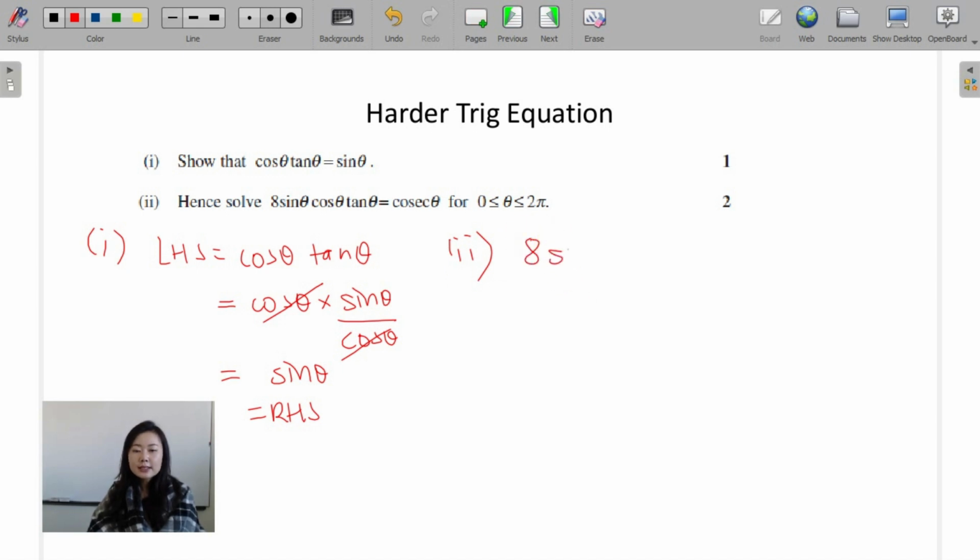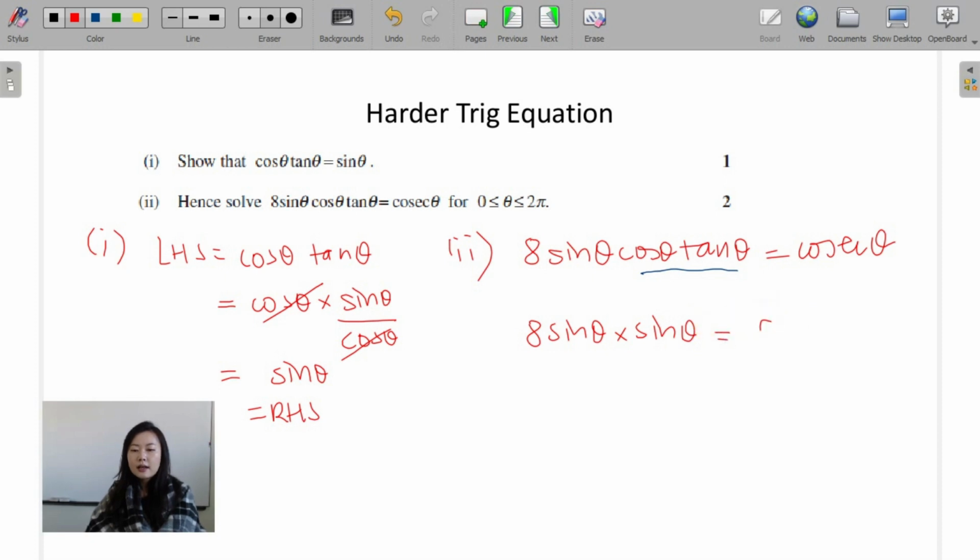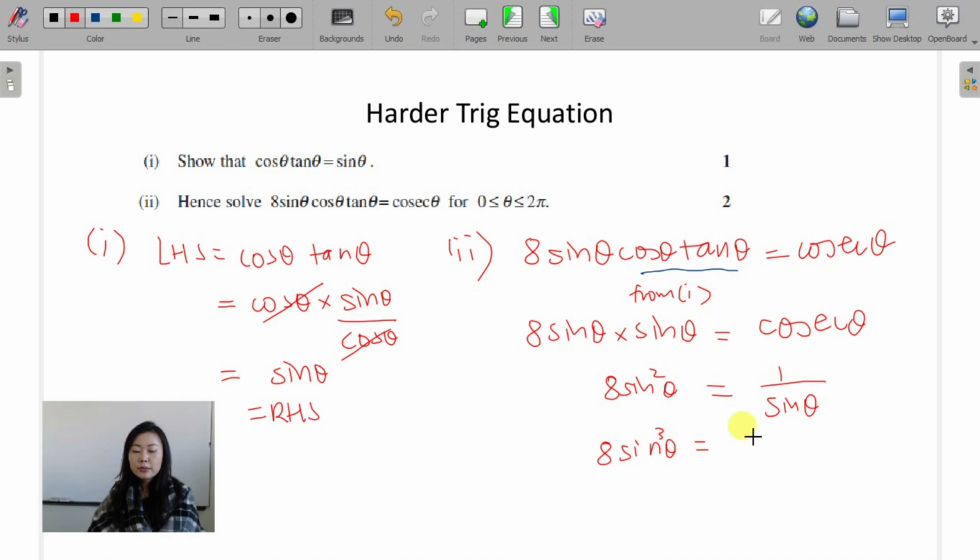So we're trying to solve x sine theta, cos theta, tan theta equals cosec theta. Okay, so we've already converted this part, remember, from the previous one. So that's 8 sine theta times sine theta. I'll just leave that alone for now. This is from part 1. Then cosec theta. What does it represent? It means 1 on sine theta, right? So let's multiply the sine theta across. So it becomes sine theta cubed divided 8.